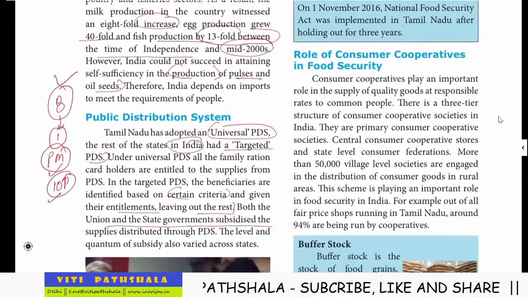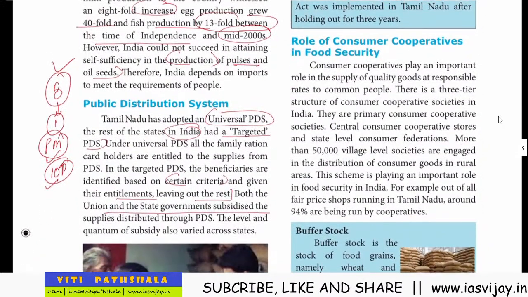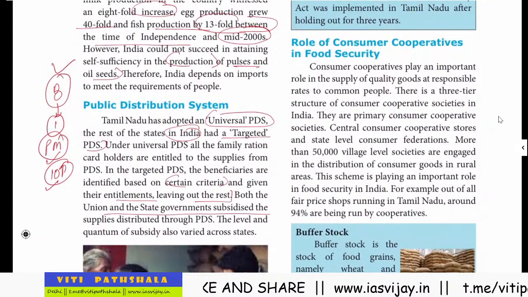Now, next comes the role of the consumer cooperatives in food security.